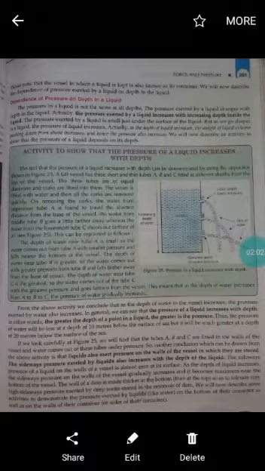Now students, we will discuss some activities to demonstrate the pressure exerted by liquid on the bottom of the container as well as on the walls of the container. Okay, so let's get started.